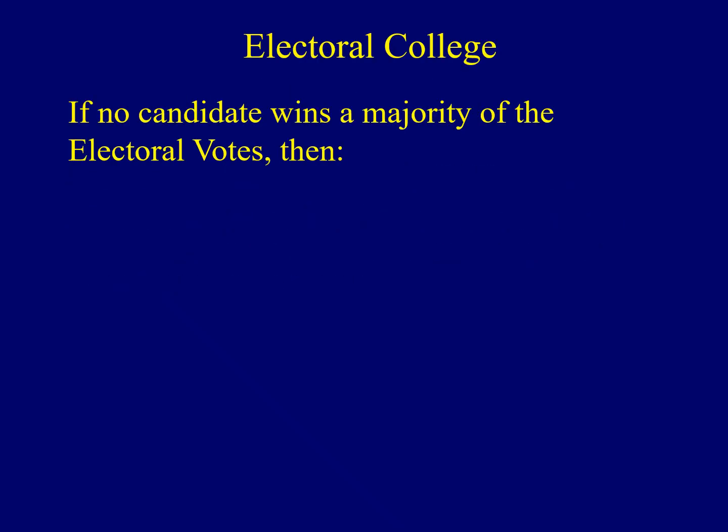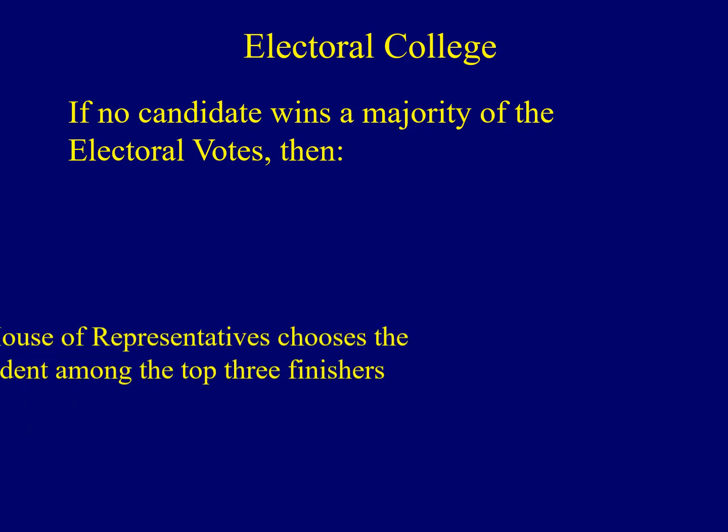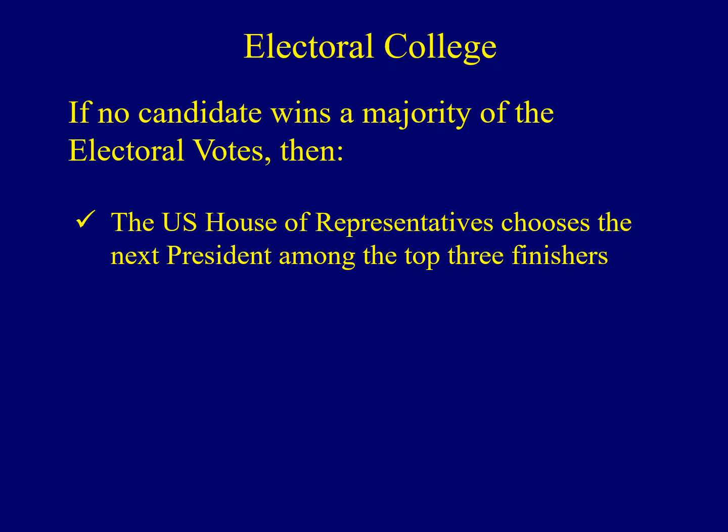So, earlier in the lecture, I said, in order to win a presidential election, a candidate must win a majority of electoral votes. Well, what if there are a whole bunch of people who run for president and no one wins a majority? Well, the Constitution has a solution. The United States House of Representatives would pick the next president among the top 3 finishers in electoral votes.